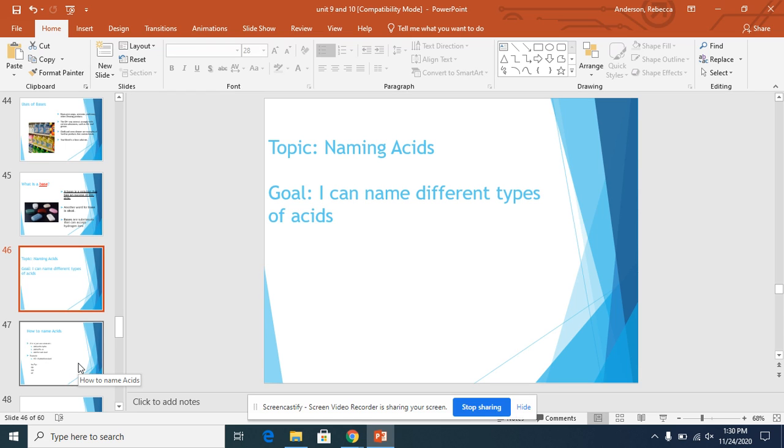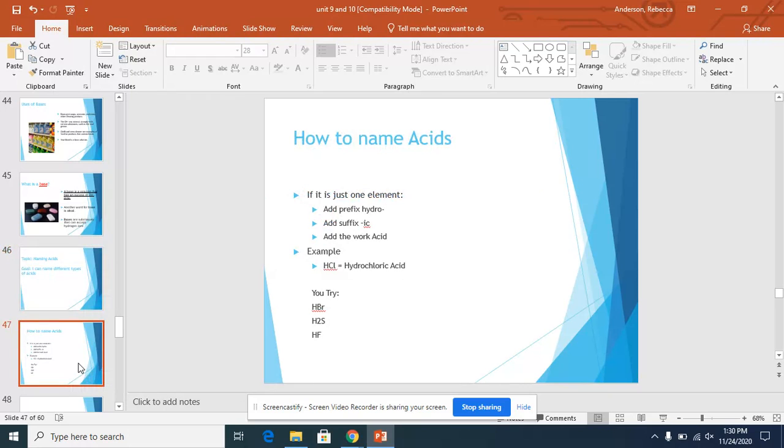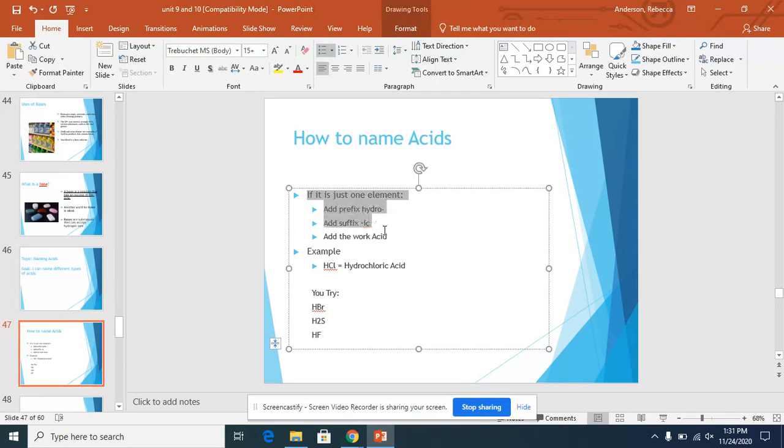Hello everyone. So today we are naming acids. That's your topic, and your goal is I can name different types of acids. So first, how do we name them? If it's just one element, add the prefix hydro, add the suffix ic, and then you add the word acid.